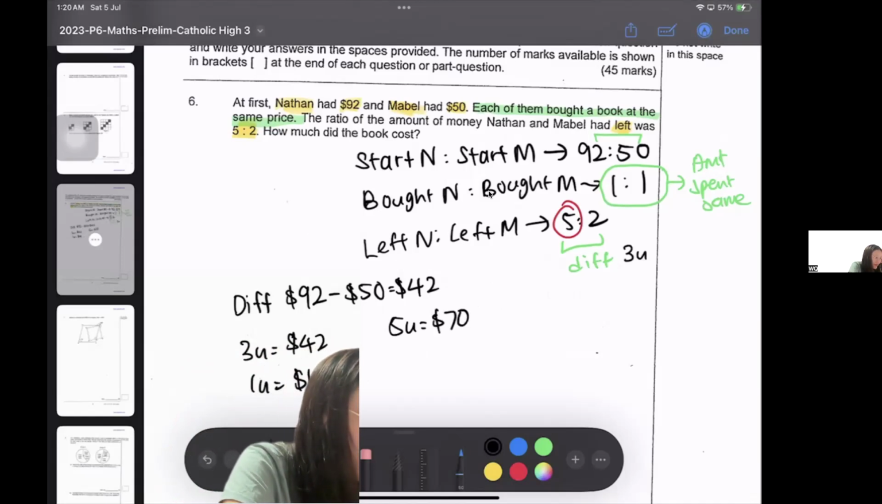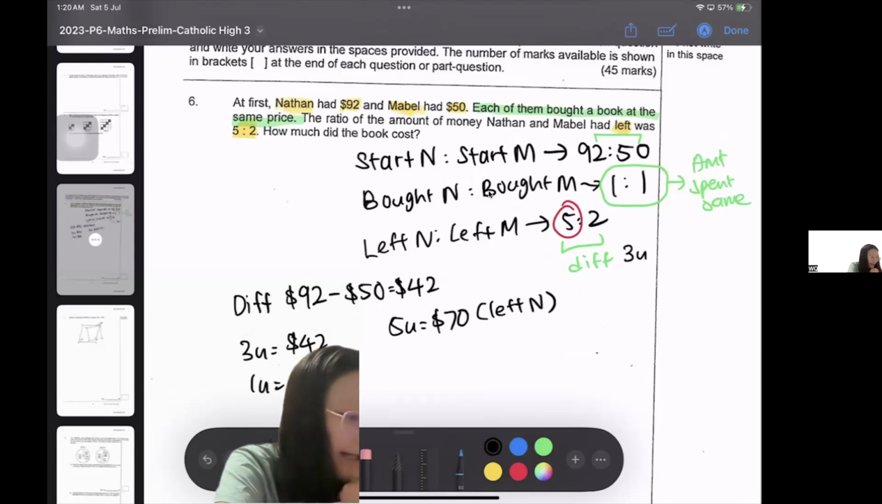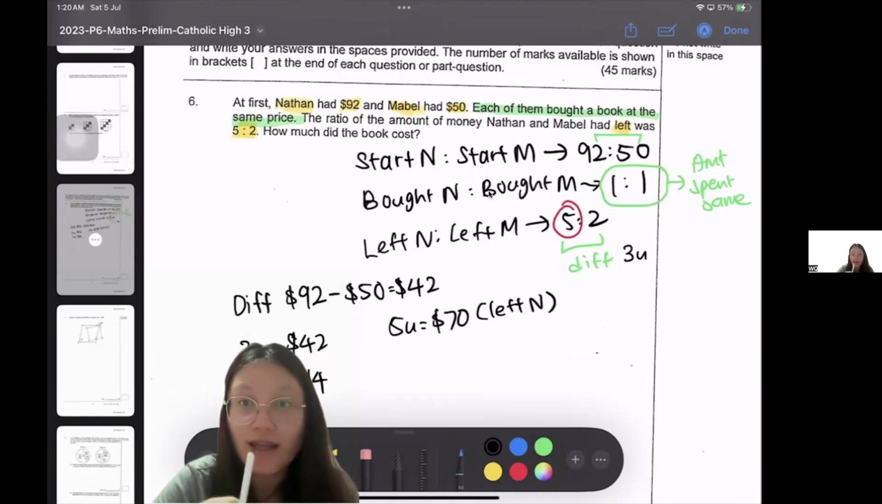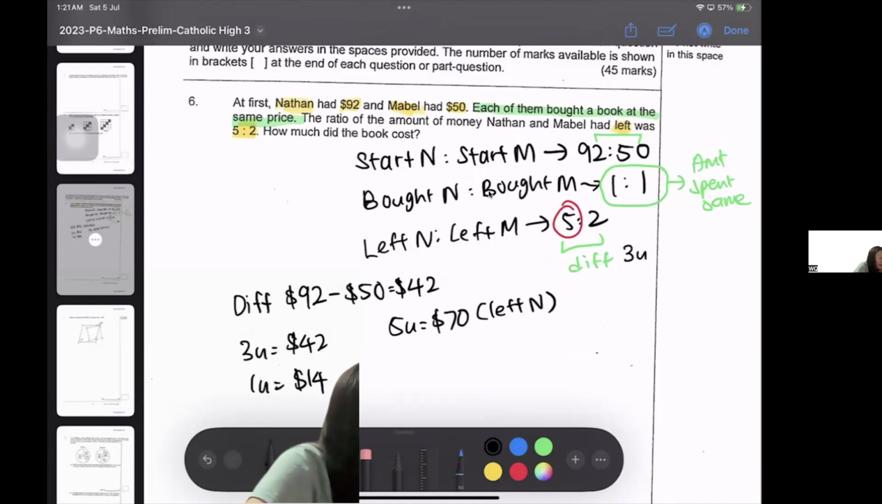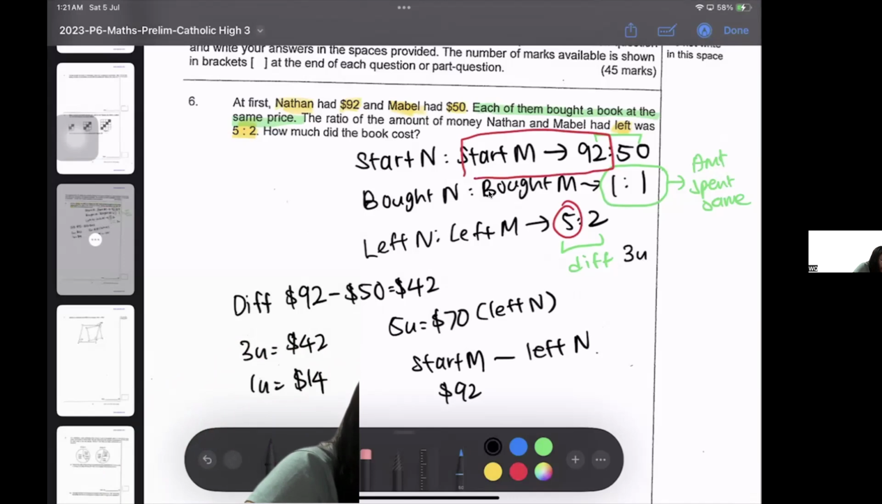Okay, so the 5 units, which is the left end, right? As you can see the left end here, which is the 5 units, yeah? So the $70 is the left end. Now we need to find the difference between the start end and the left end to get how much money he used to buy. So start, which is up there, $92. So you take $92 minus the left end, how much he left in the end. So minus the $70 here.